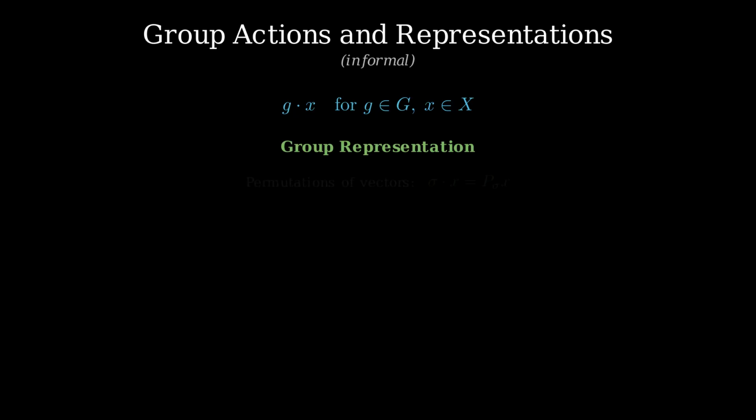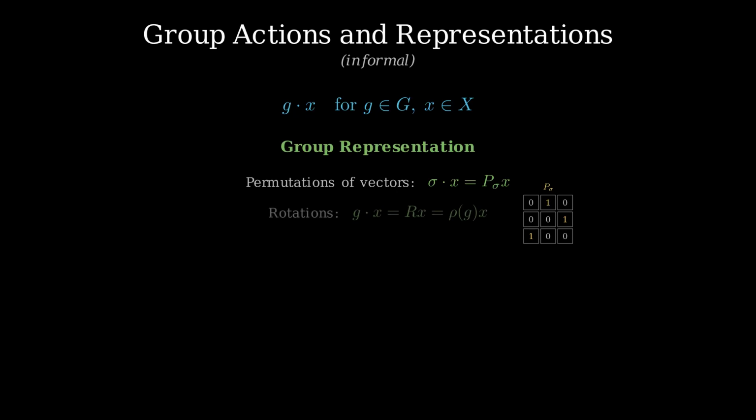A group representation maps each group element to a matrix, a linear stand-in for the action. For permutations of vectors, sigma.x equals P sigma times x, where P sigma is a permutation matrix encoding sigma. For rotations, g.x equals rho of g times x. The map rho assigns a matrix to each group element. The crucial requirement: rho must respect composition, rho of gh must equal rho of g times rho of h. This is the homomorphism property.